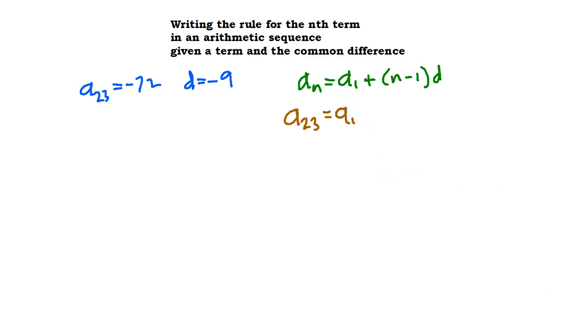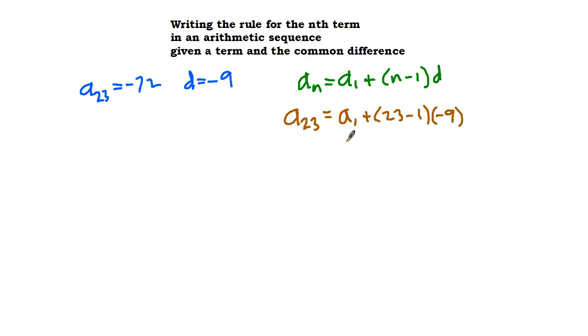So I'm just going to write it. Let's go ahead and make that look a little bit more like an A. There we go. And then plus n is going to be 23 minus 1. And then d, we're told, is negative 9.